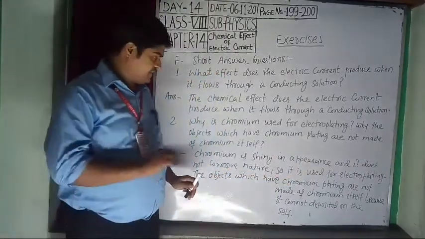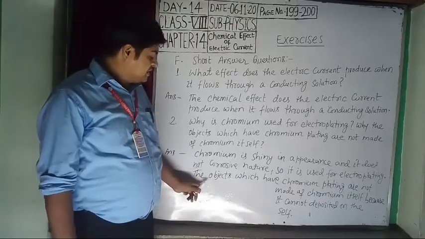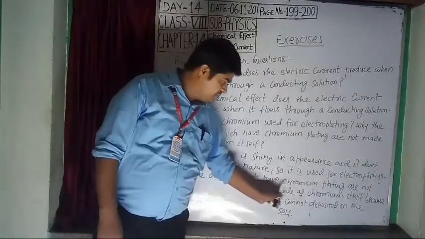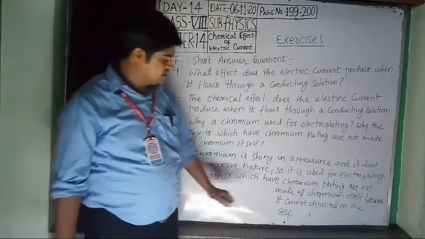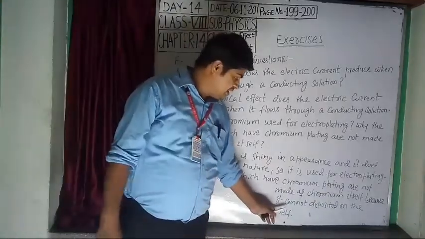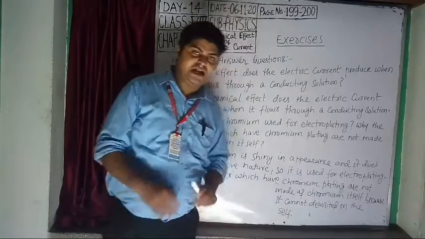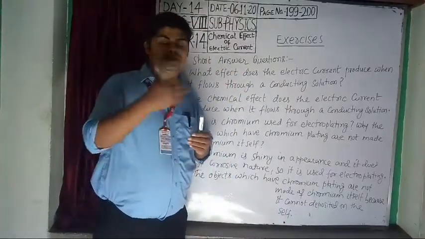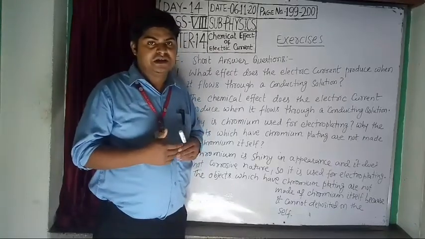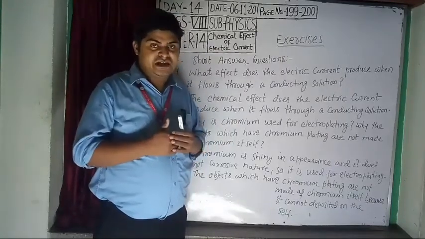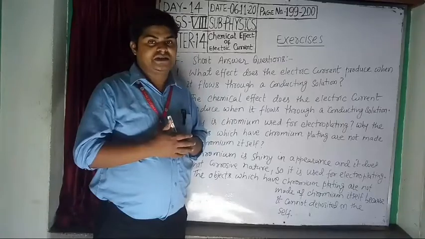This is the answer to the first part, and the answer to the second part is the objects which have chromium plating are not made of chromium itself because it cannot be deposited on the object. That means chromium is not deposited directly, and chromium plates are slippery in nature, so they will not attach to it.